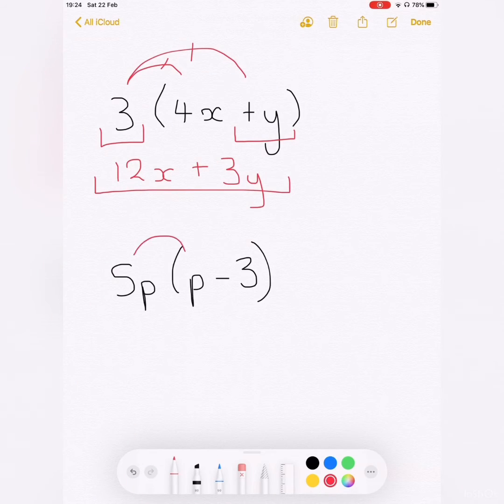And then if we do the same for the bottom, we draw on our moons. So we get 5p times p, which is 5p squared. And then we do 5p times minus 3. Well, it's going to be minus 15p.